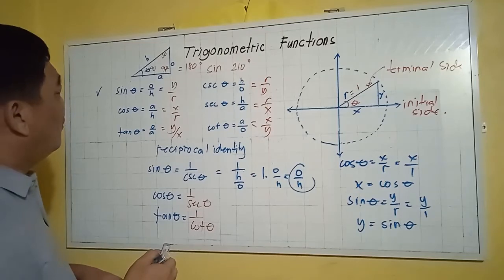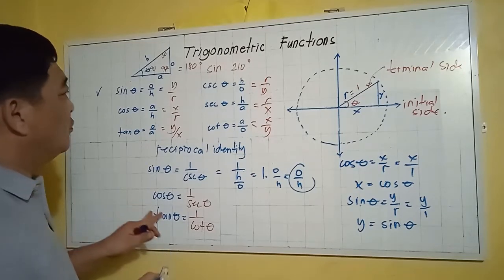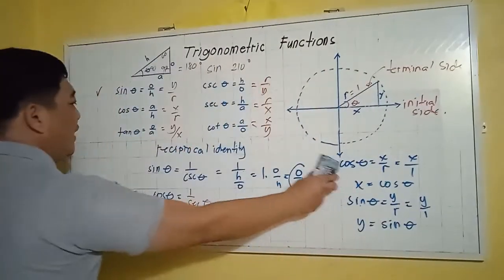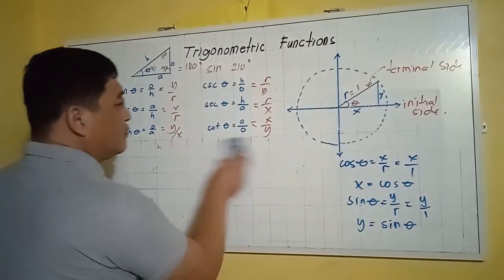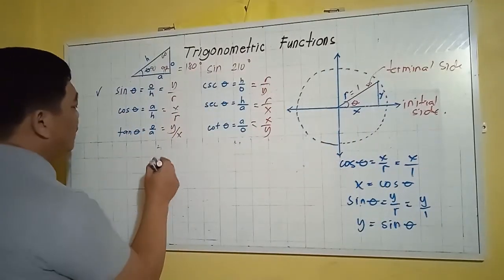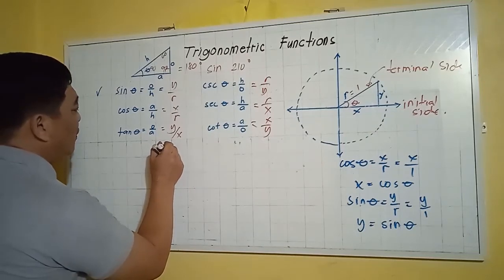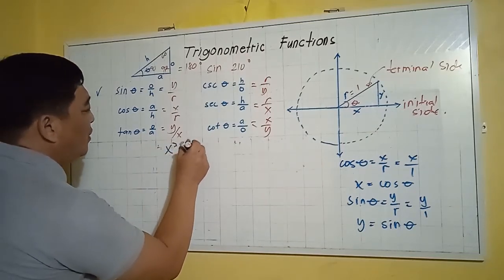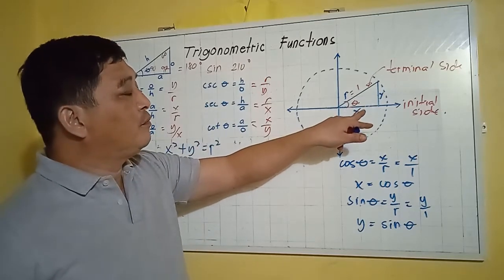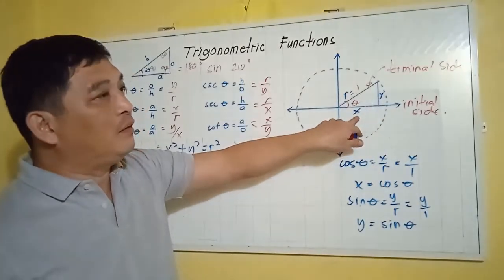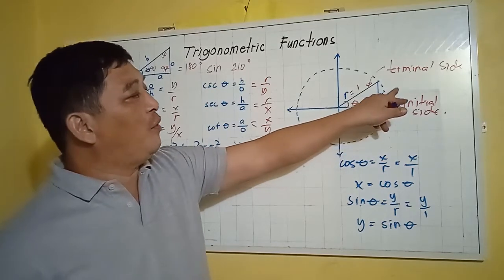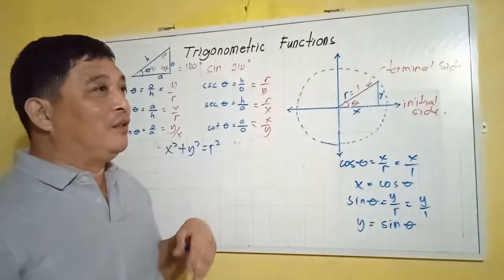Now, para hanapin natin yung Pythagorean identity, another identity, say x square plus y square is equals to r square. So, ito yung dimensions o yung mga sides na ginamit natin. Diba? This one is x square plus y square is equals to r square using Pythagorean theorem.